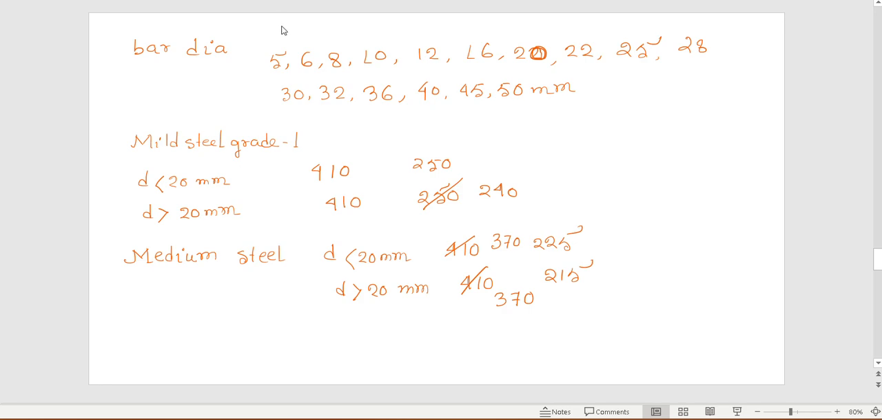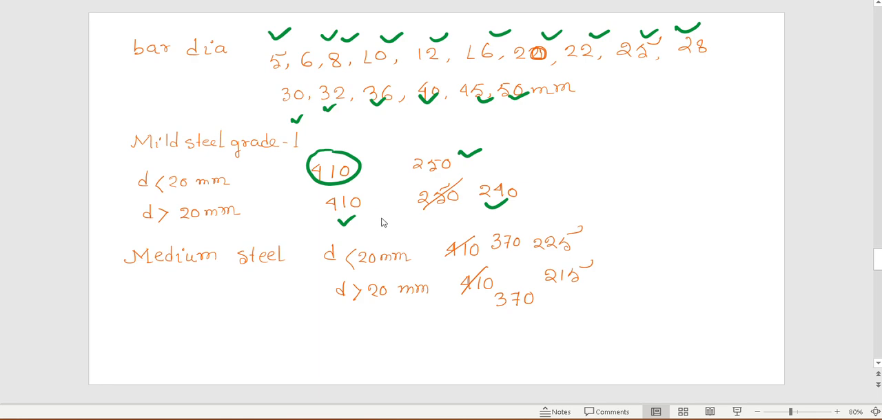Now let us come to the bar diameter. 5, 6, 8, 10, 12, 16, 20, 22, 25, 28, 30, 32, 36, 40, 45, 50 mm bars are available. For the mild steel bar, D less than 20 mm is 410 Fu and Fy, and greater than 20 to 40 will be the yield stress, and ultimate stress is 410. Medium steel less than 20, 370.